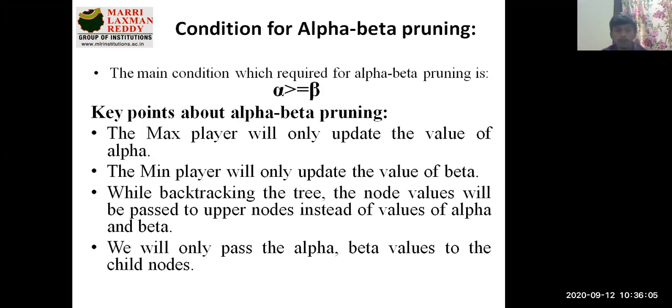And while backtracking the tree, the node values will be passed to upper nodes instead of the values of alpha and beta. I'll be explaining this point with respect to our example in the next slide. So we will only pass the alpha and beta values to the child nodes. This also we'll be seeing with respect to our example.